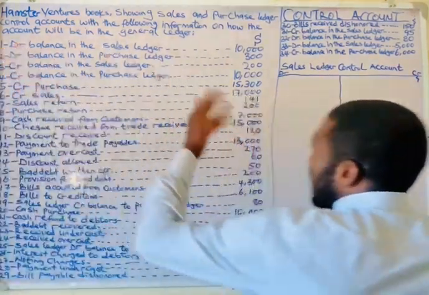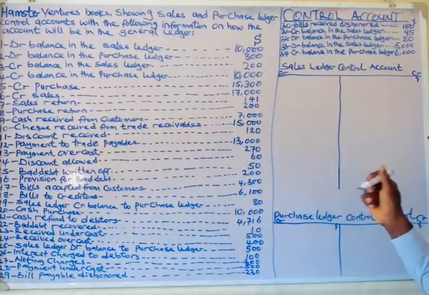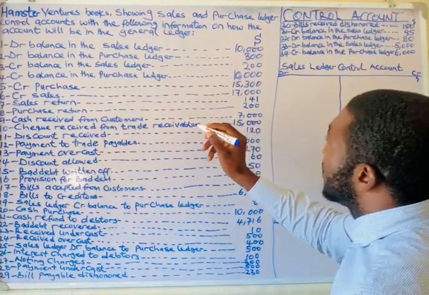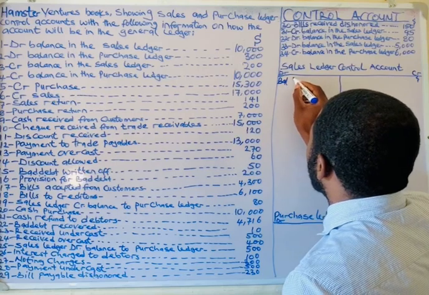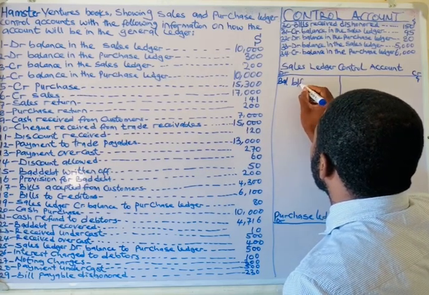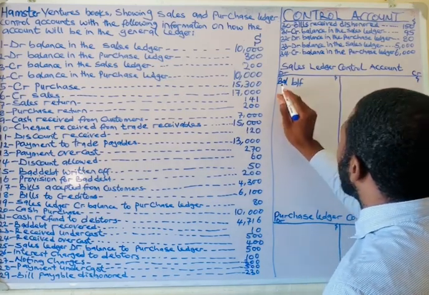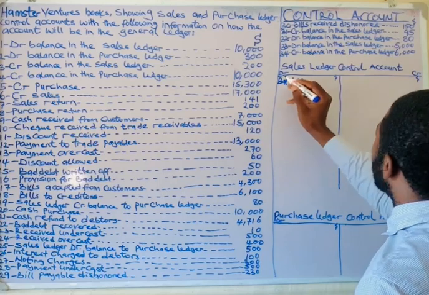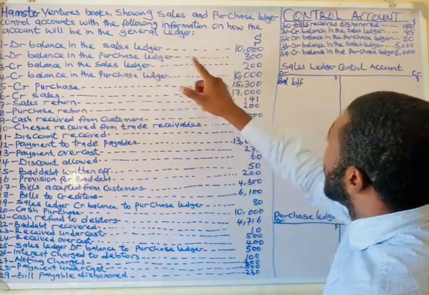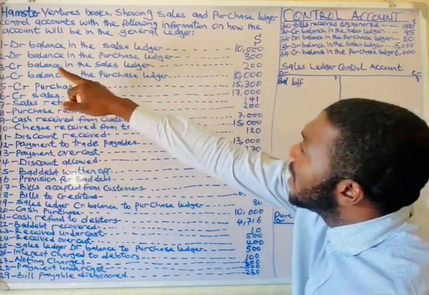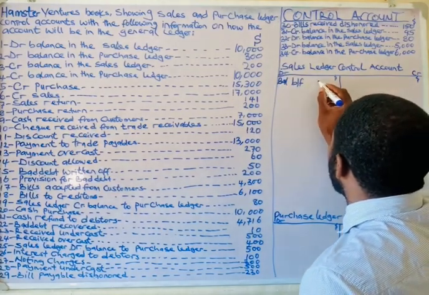Now, debit balance in the sales ledger. This is very clear. You go to your sales ledger at the debit balance, and you see balance brought forward. Currency sign, your currency sign. Balance, this sales ledger control account, debit side and credit side. So the debit balance in the sales ledger control account, this is the opening balance. So it is $10,000.